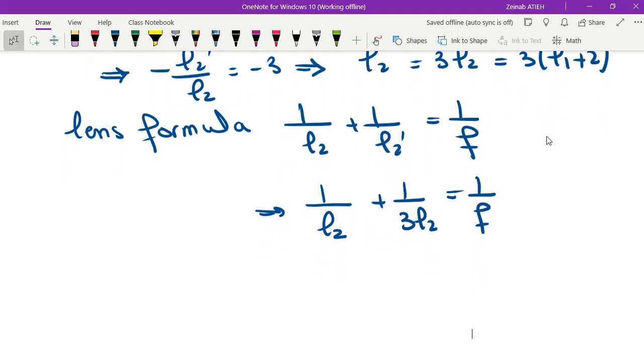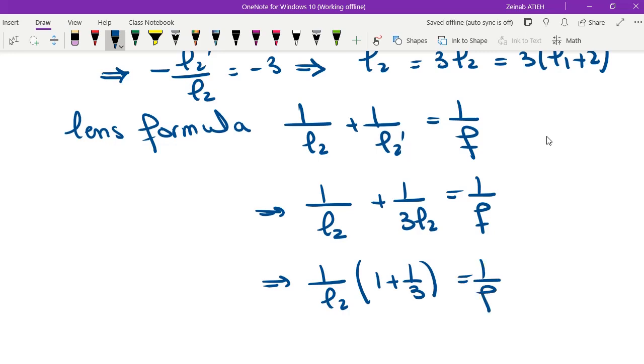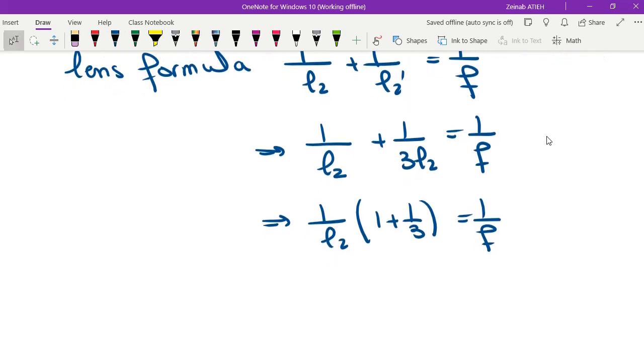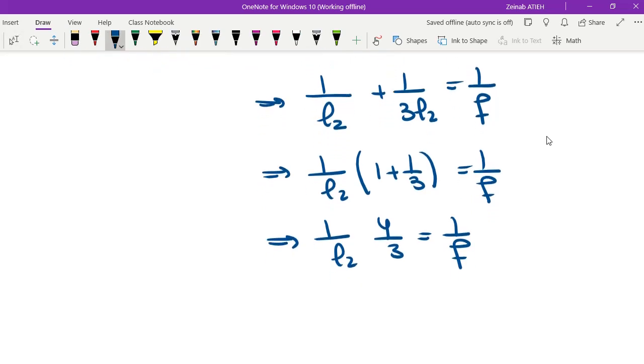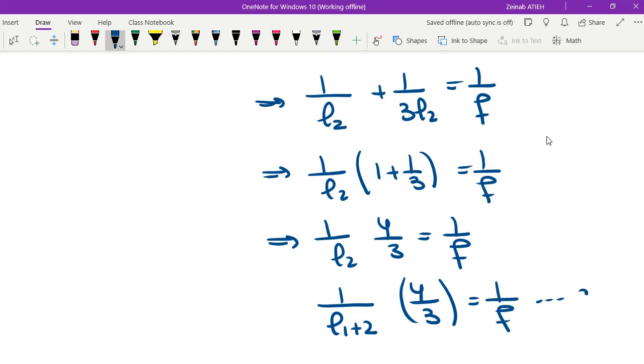I will take 1 over L2 common: 1 over L2 times (1 plus 1 over 3) equals 1 over F, which implies 1 over L2 times 4 over 3 equals 1 over F. Now I will substitute L2 by its value. We will get 1 over L1 plus 2 times 4 over 3 equals 1 over F. And this is the second equation.